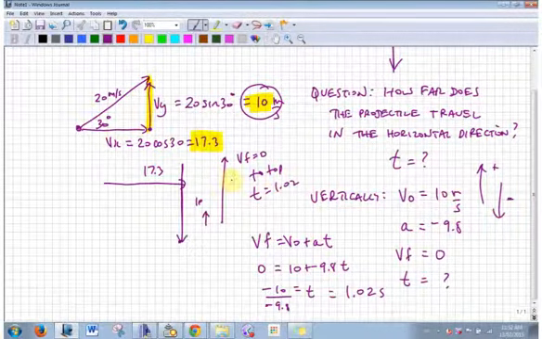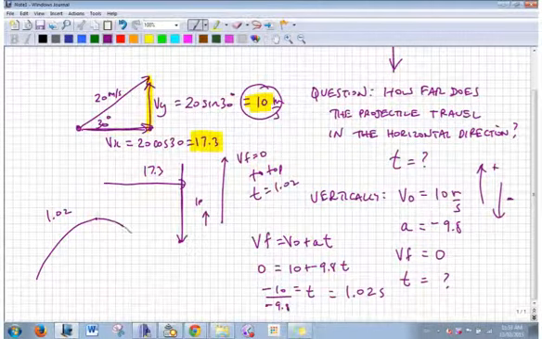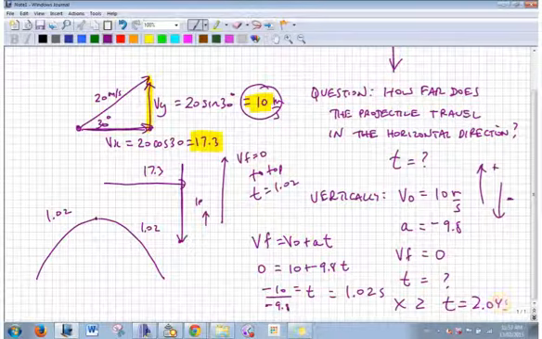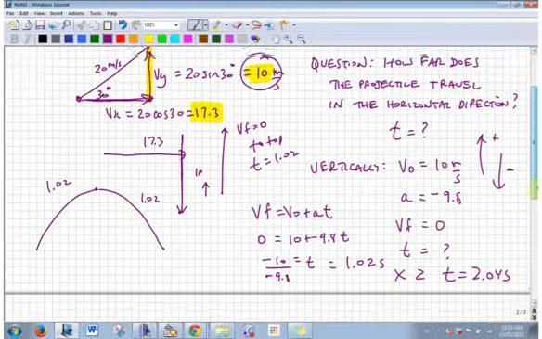But because I'm doing this, I need to know when it hits the ground, not just when it's at the top. Half the distance is 1.02. This is symmetrical. It also takes 1.02 to get from the top down. So the total time for this flight is 2.04 seconds. Okay, that's when it hits the ground.